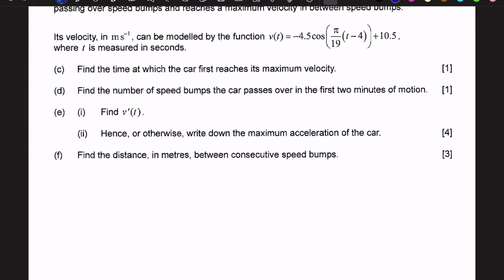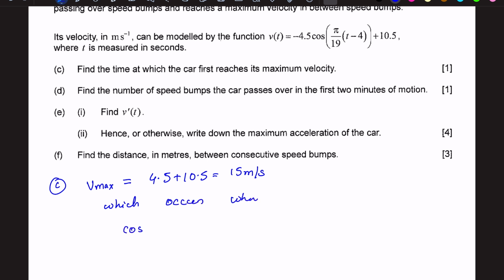Right. So this is the equation: minus 4.5 cos(pi over 19 (t minus 4)) plus 10.5. First, it reaches its maximum velocity. So the maximum velocity of the car will occur when this cos component is equal to negative 1. So max velocity is basically 4.5 plus 10.5, which is 15 meters per second, which occurs when cos of pi over 19 (t minus 4) is equal to negative 1.